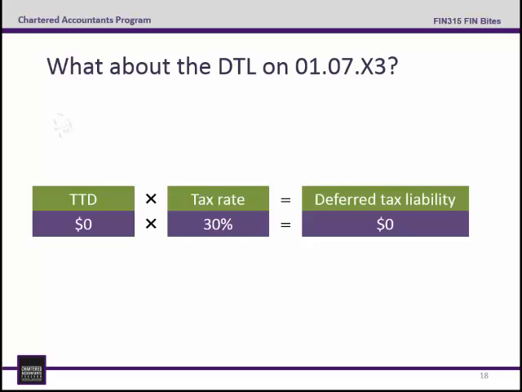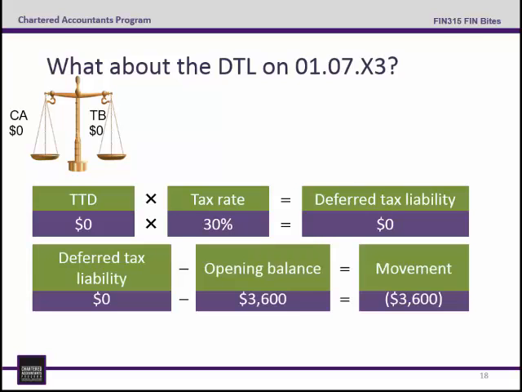We can see that the carrying amount and the tax base are both 0 on 1 July X3. Now that the machine has been sold, it's not our asset anymore, so there's nothing in our accounting balance sheet and nothing in our notional tax balance sheet. So looking at the deferred tax liability on this date, we can see that there's a debit movement of $3,600, which will fully reverse the balance in the DTL, bringing it back to 0.